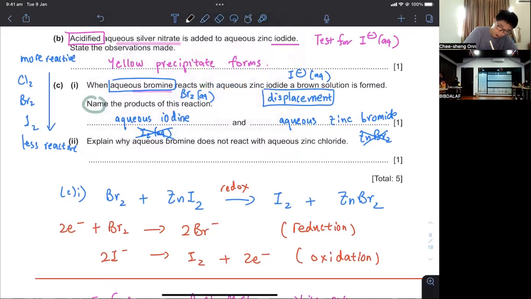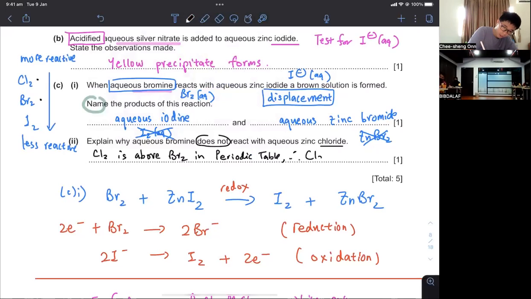Okay. Now, why does aqueous bromine not react with chloride? Well, because chlorine is above bromine in the periodic table. So if you are above that other element in the periodic table, therefore chlorine is more reactive than bromine. I could also say the opposite way around. Bromine is below chlorine in the periodic table. Bromine is less reactive than chlorine, and therefore bromine cannot displace chlorine from chloride. Bromine cannot oxidize chloride to chlorine. Hopefully that makes sense, yeah?